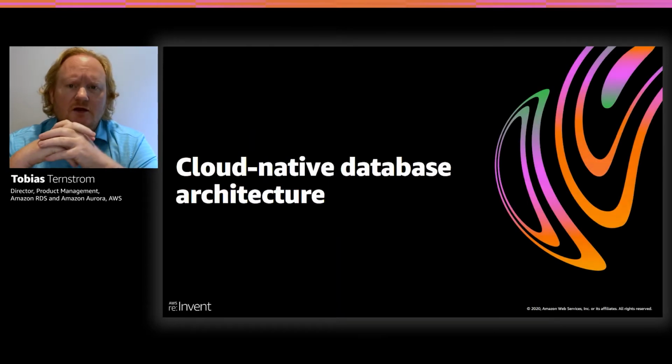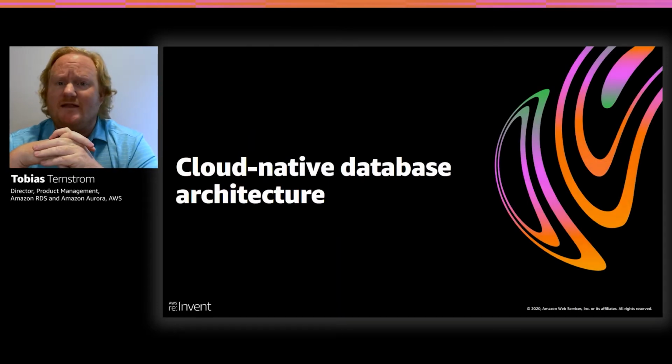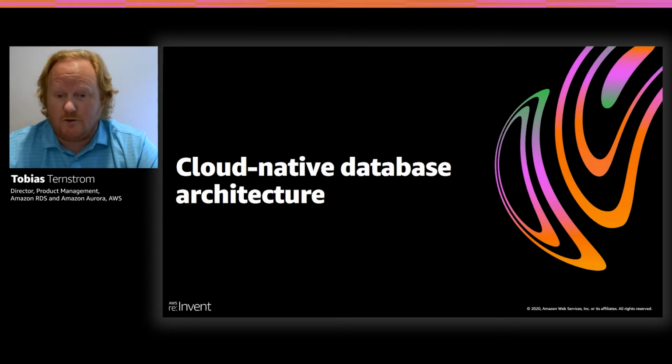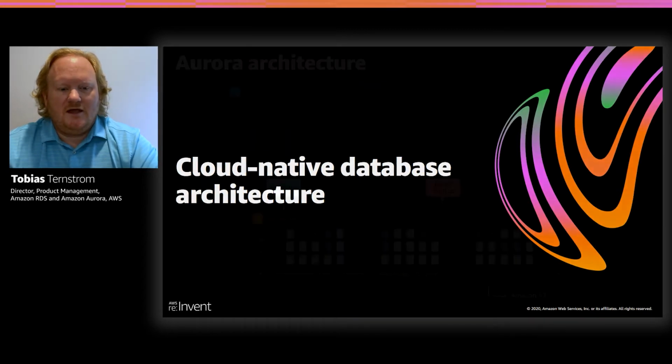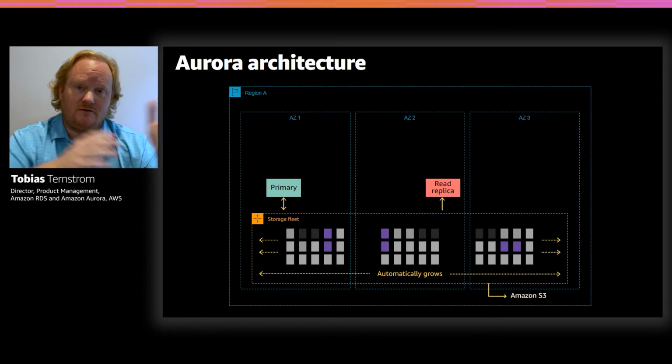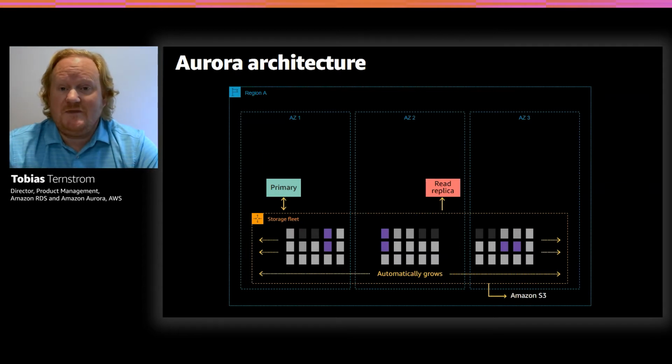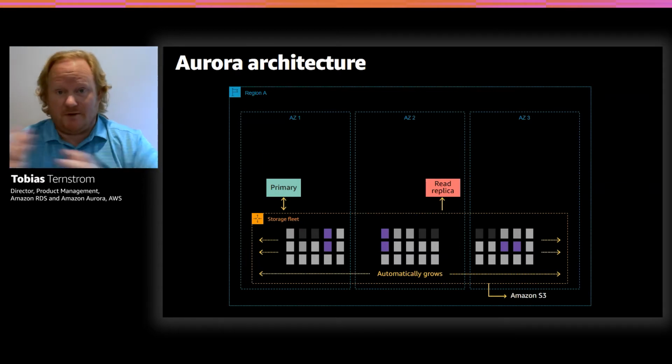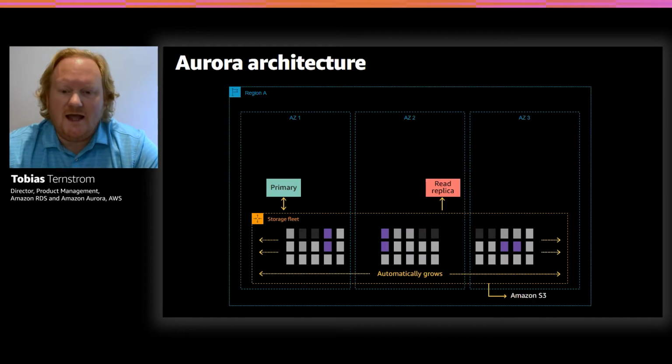So let's take a look a little bit at cloud-native database architecture and what we've done in AWS with Amazon Aurora. So first of all, the fundamental thing in Aurora is that we have separated compute from storage, which means that we can scale compute separately from storage, and we can optimize a whole lot of things along the lines of database performance, but also durability and availability.